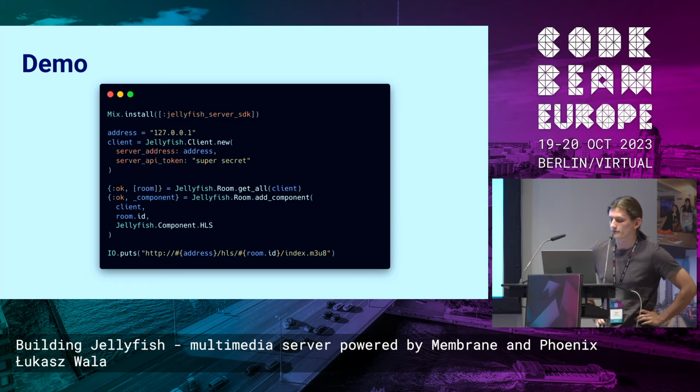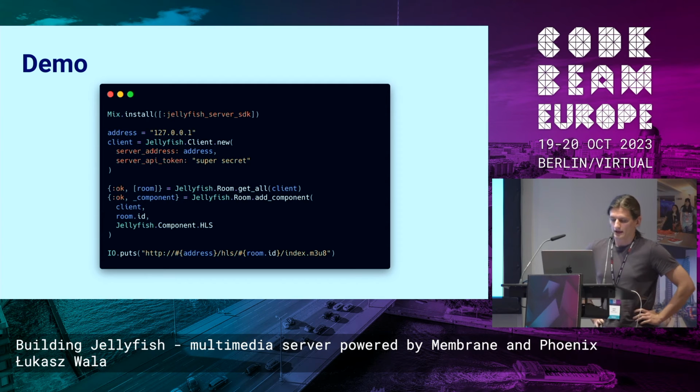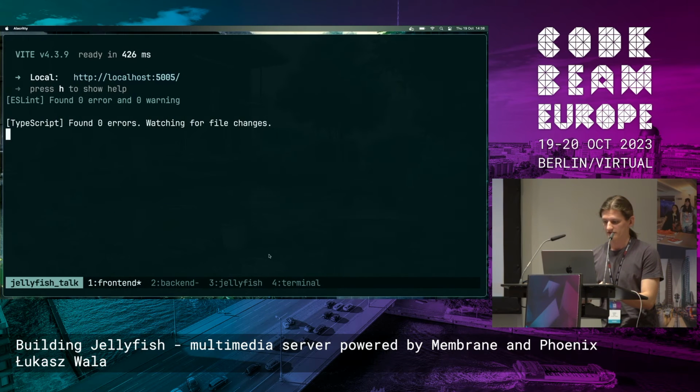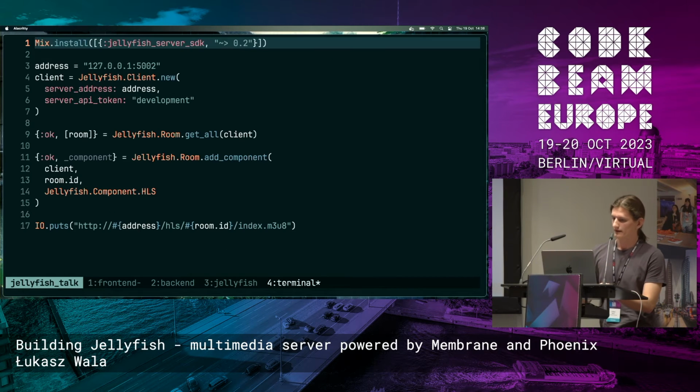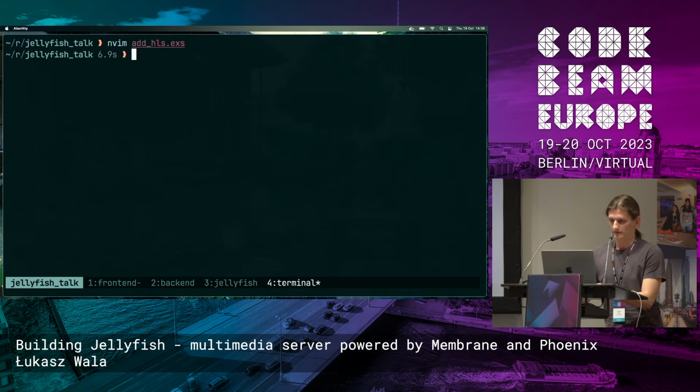Then, because we know that there's only one room on this Jellyfish instance, we can use the getAll call to list the rooms and somehow obtain the ID of the room. Then we use the add component function that we have seen before with the client, the room ID, and the HLS component to add the component. And I have exactly that here. Let me show you. This is the same script that I was talking about, except for some differences in the API token. And I'm going to call it with Elixir.